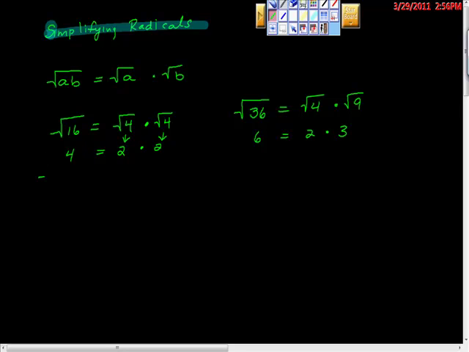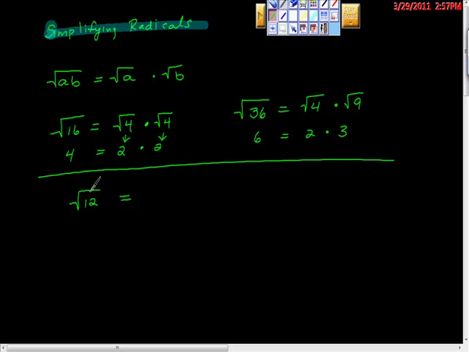So why do we care about this? Because it leads us to this. I could ask you to please simplify the square root of 12. And normally I would tell my students, you know what, the square root of 12 is the square root of 12, unless you can state it perfectly. But here we can state it a little bit better.